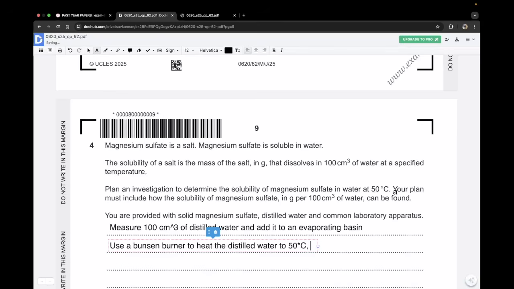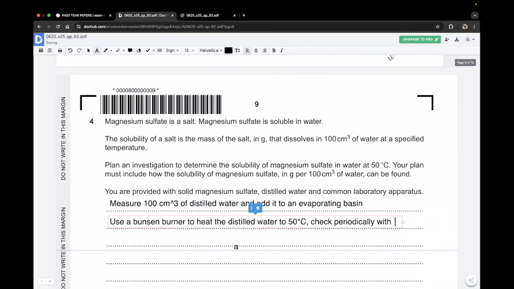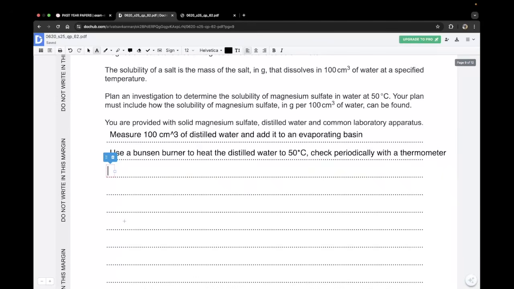And if we check periodically with a thermometer, right? Saying this additional stuff just adds more value to your answer, and the examiners will love that. Yeah. And then we can say add excess magnesium sulfate, because we want to see how much dissolves, and then we can take out the rest later to see the difference.